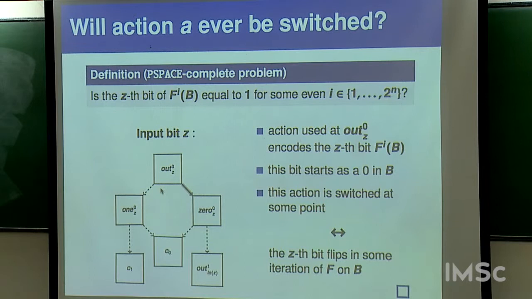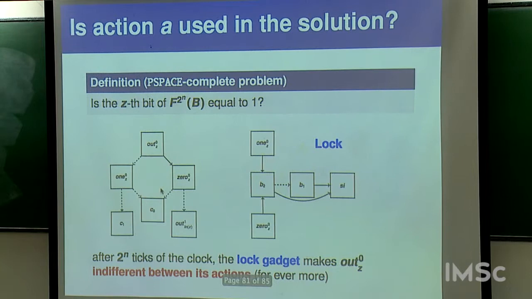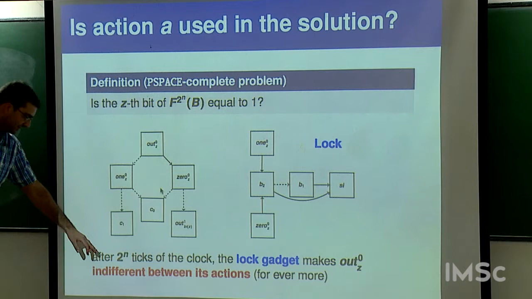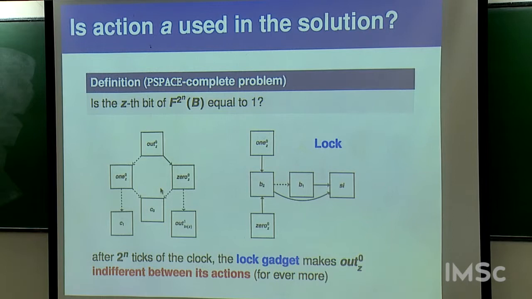We need one other gadget, so I'm going a bit quickly now, but I'll give the main idea. We have one other gadget that basically says when the clock has ticked 2 to the n times. In principle, you could stop it earlier if you wanted, but that's neither here nor there because you're never going to use this for anything practical. You don't need to finish all 2 to the n ticks of this clock necessarily, but we just allow our construction to run.